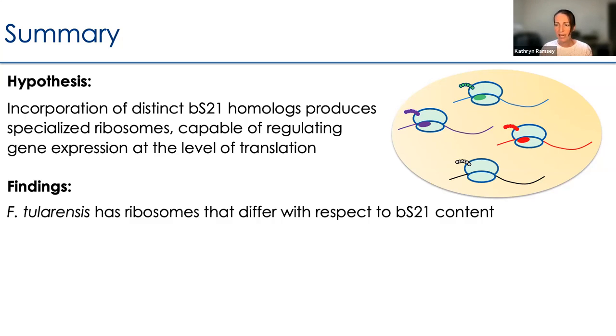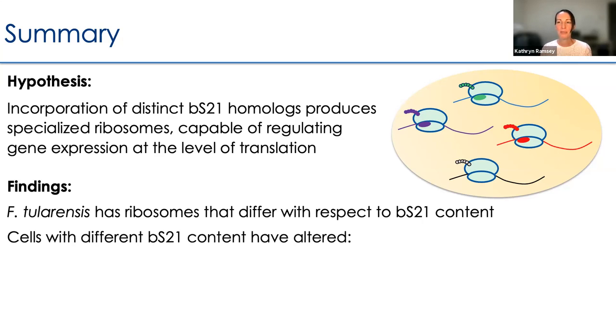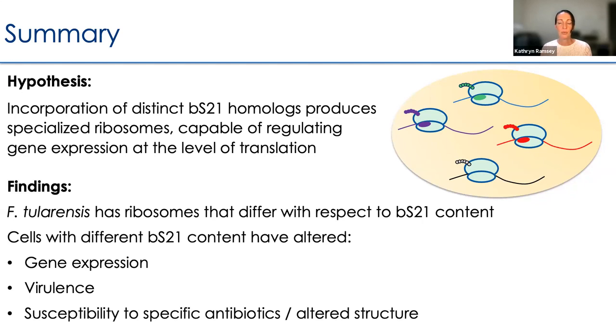And so what we've found is that we do in fact have heterogeneous ribosomes in Francisella tularensis. And not only that, but these heterogeneous ribosomes appear to lead to alterations in phenotypes. Specifically, we see differences in gene expression, we see differences in virulence, and we see differences in susceptibility to antibiotics, which suggest to us changes in local structure or conformation.